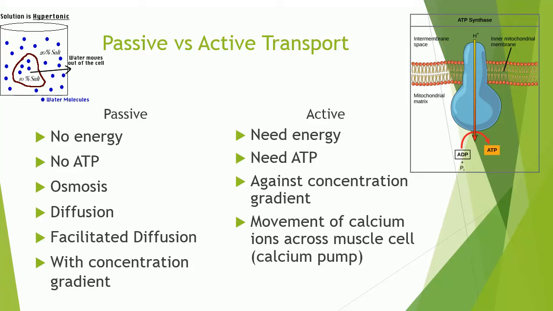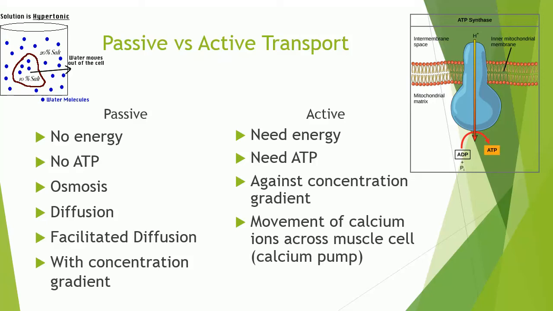So when you have passive versus active transport, passive doesn't need any energy or ATP, and those examples are osmosis or diffusion or facilitated diffusion, and that goes with the concentration gradient, therefore it needs no energy. During active transport, you're going to need energy, which means you need ATP, so it's going to go against the concentration gradient. So you're going to go from low to high, and that example is a movement of calcium ions across a muscle cell, like the calcium pump.